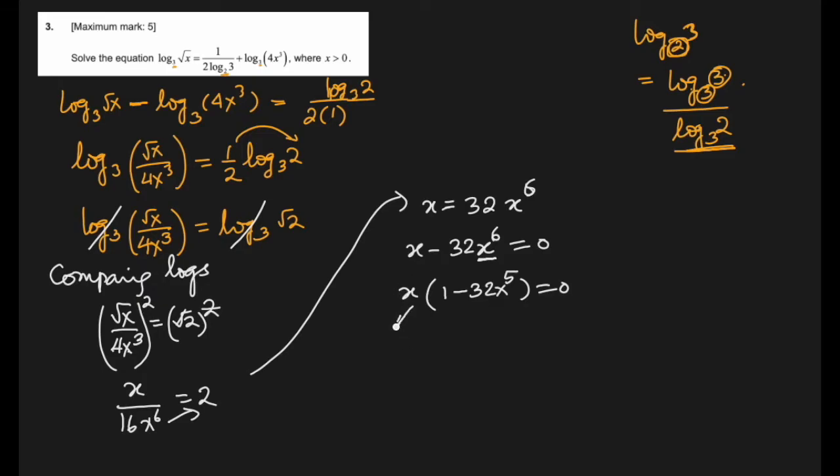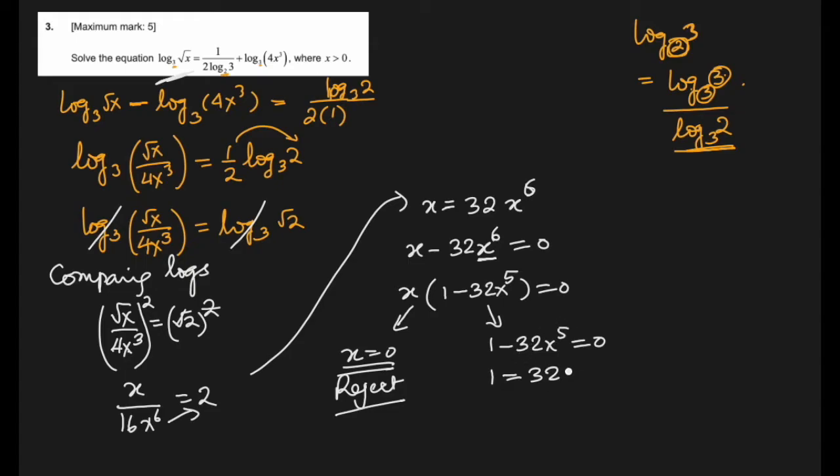So now we have two solutions. X is equal to 0. This we would lose. 1 minus 32 x to the power 5 is equal to 0. This answer, even though it is additional, we'll have to reject this. Why? Because if you plug in 0 here, log base 3 square root 0, basically it will be log 0, and log of a 0 is not possible, so this we have to reject. But still, always do this what I have suggested.